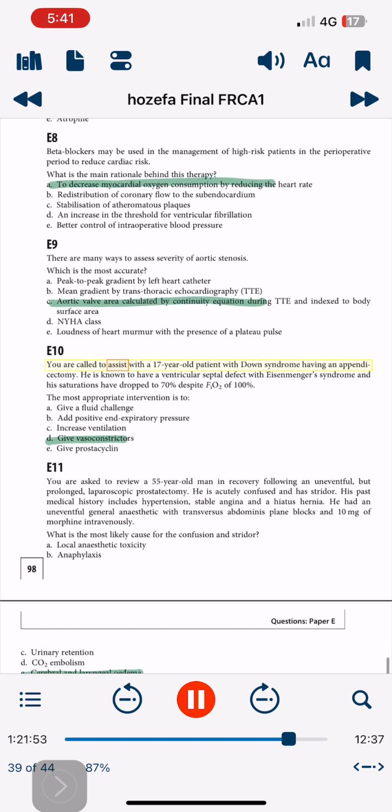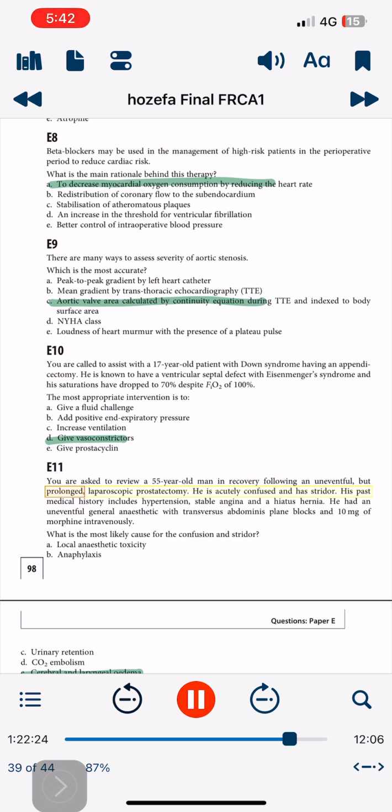You are called to assist with a 17-year-old patient with Down syndrome having an appendicectomy. He is known to have a ventricular septal defect with Eisenmenger's syndrome and his saturations have dropped to 70% despite FiO2 of 100%. The most appropriate intervention is to A. D. Give vasoconstrictors.